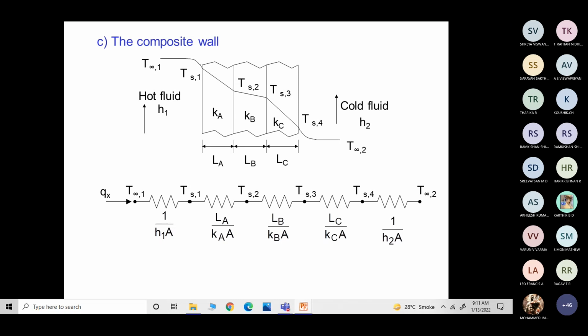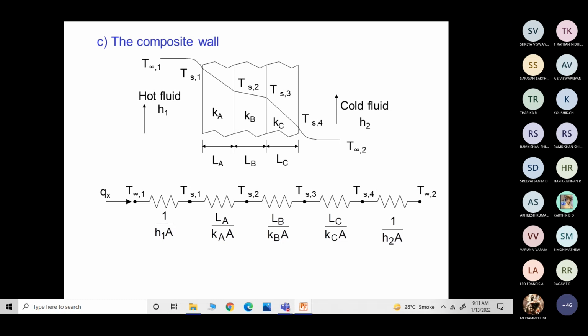So again, the nuclear shield can be taken as an example of a composite wall. Usually the composite wall is one constructed of three different materials having three different thermal conductivities. The first material will have thermal conductivity Ka, the second material will have thermal conductivity Kb, and the third material will have thermal conductivity Kc.